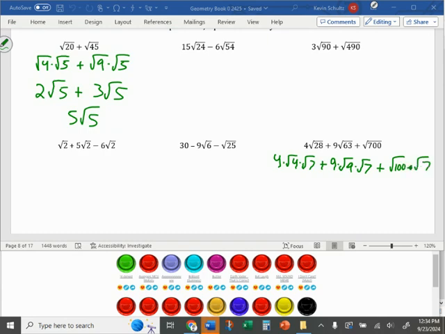Do we like what we see here? Indeed. We can see this root 7 appear frequently. That's going to be our end root, the ones we can actually combine. But now going through this, we have 4 times the root of 4, which is 2, times root 7, plus 9 times the root of 9, which is 3, times root 7. And the root of 100 is 10 times root 7.